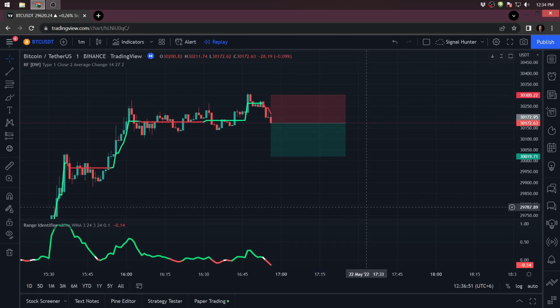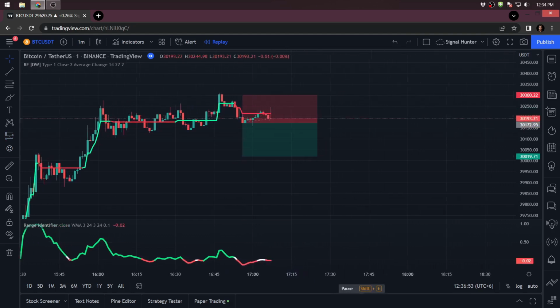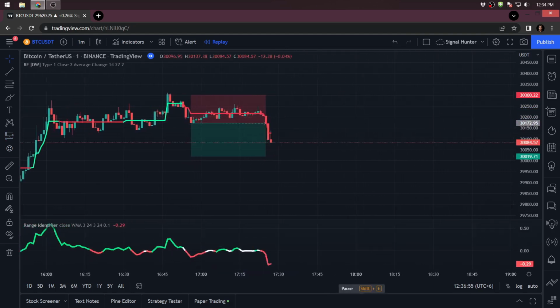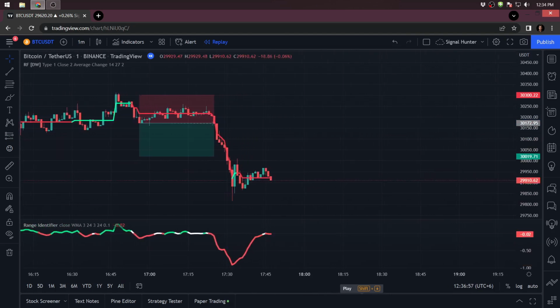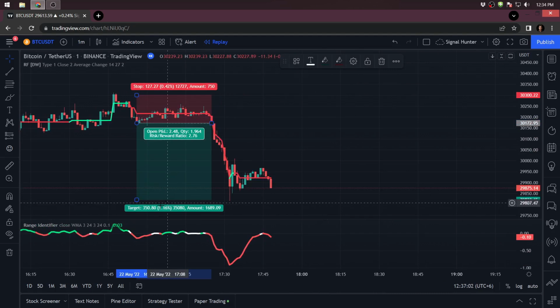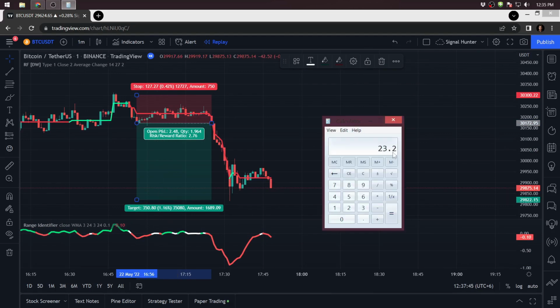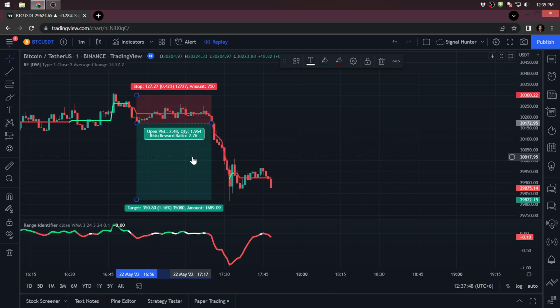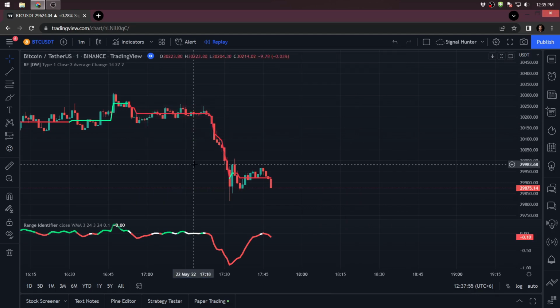And if I see after a few candles the price is trying to go down, and if I measure with this scale, you can see 1.60% profit with 0 leverage. If I trade with 20x leverage, that means 23.2% profit from only one trade. Really, it's a very profitable scalping system.